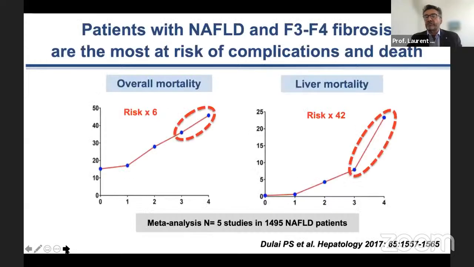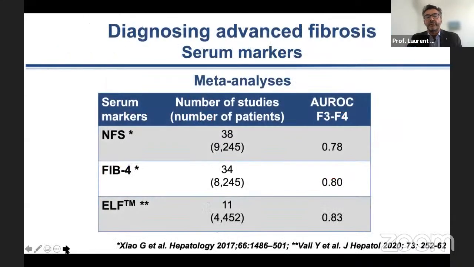So as I mentioned already, in NAFLD advanced fibrosis, F3, F4, is the endpoint, because these patients are the most at risk of complications and death, not only liver-related mortality, but also overall mortality. This table summarizes the results of NAFLD fibrosis score, FIB4 and ELF meta-analyses with a large number of patients. There are different meta-analyses, so you cannot compare head-to-head, but you can see the AUROCs are pretty good, between 0.78 and 0.83.